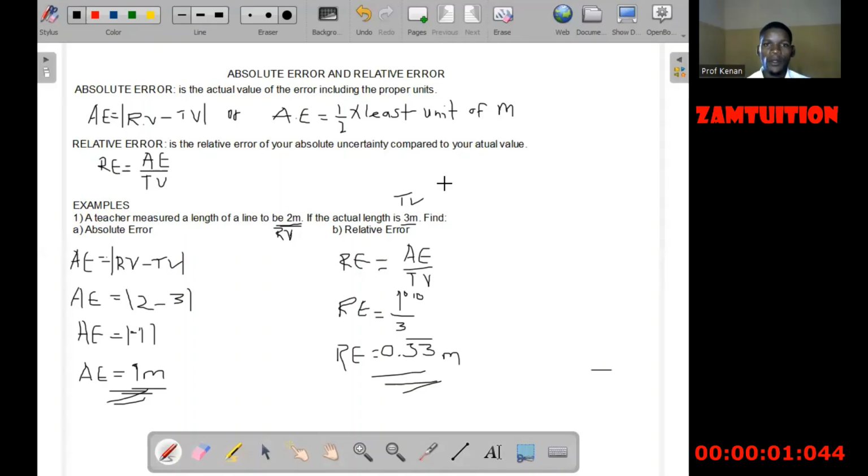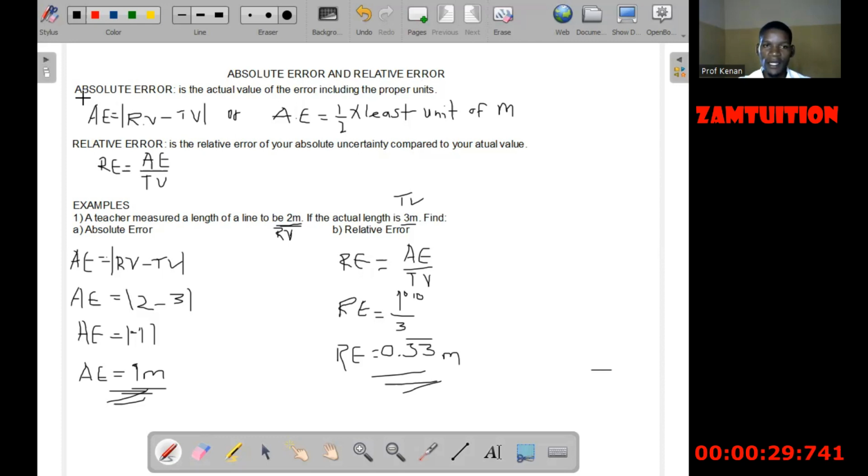In this video, we are going to talk about absolute error and also relative error. So these are the two things that we're going to talk about. Before we talk about absolute error and relative error, the first thing that we're supposed to know is the definitions. When they say absolute error, what is it? Or when they say relative error, what is it?